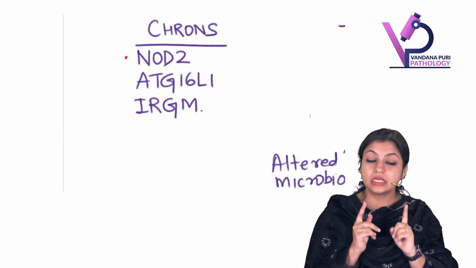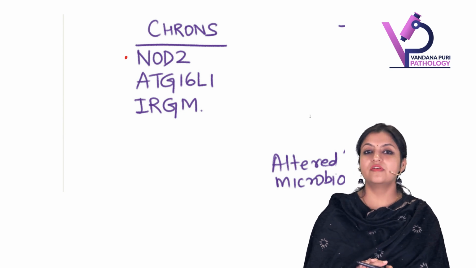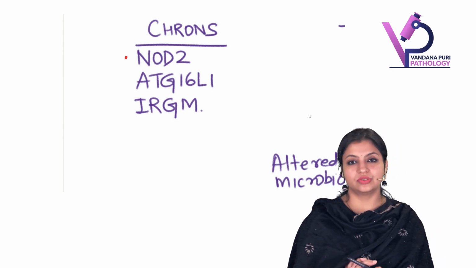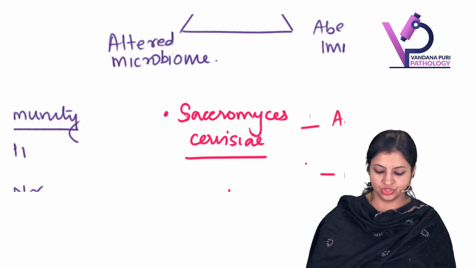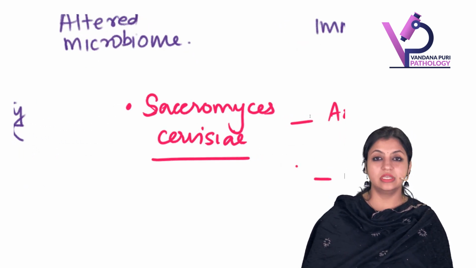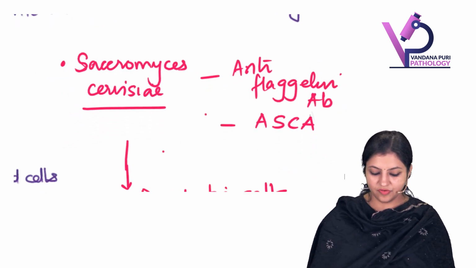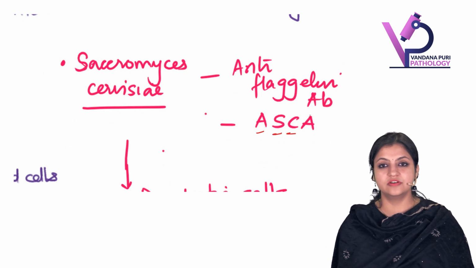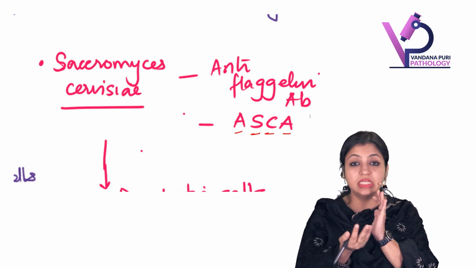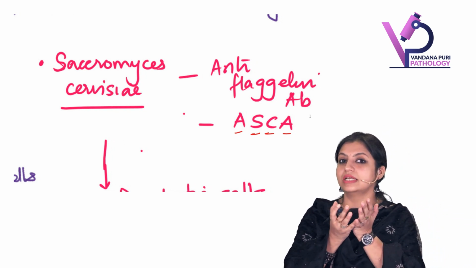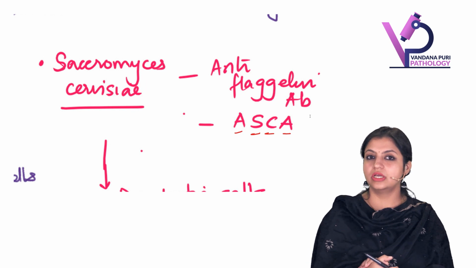Therefore, infective pathology has been linked to Crohn's disease. They found that Crohn's is usually associated with Saccharomyces cerevisiae infection, and that is why these patients usually have anti-Saccharomyces cerevisiae antibodies or anti-flagellin antibodies. Because of this bacteria probably, our immune cells start responding abnormally. So the first gene that you studied today is NOD2.